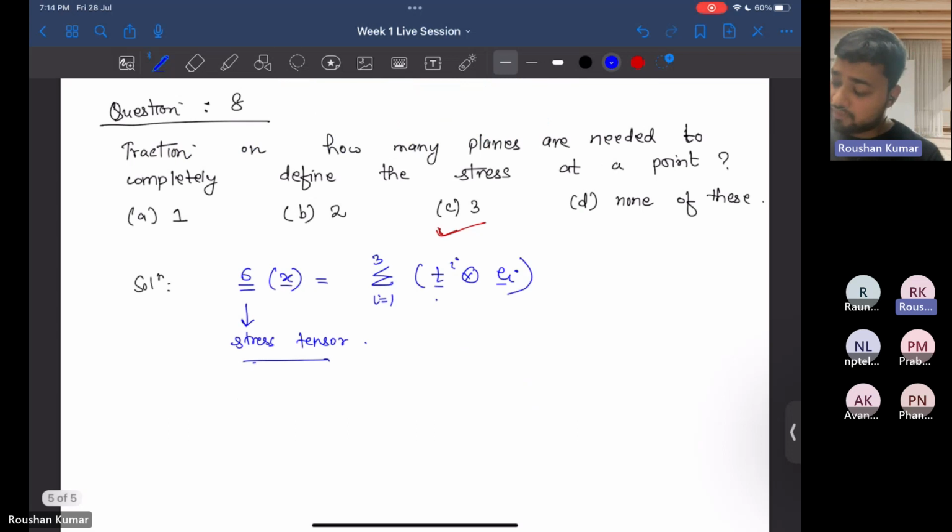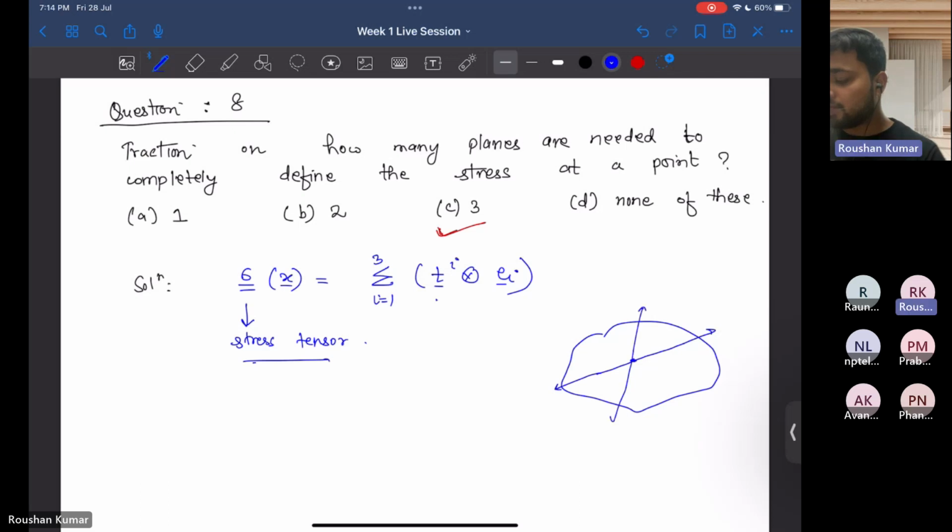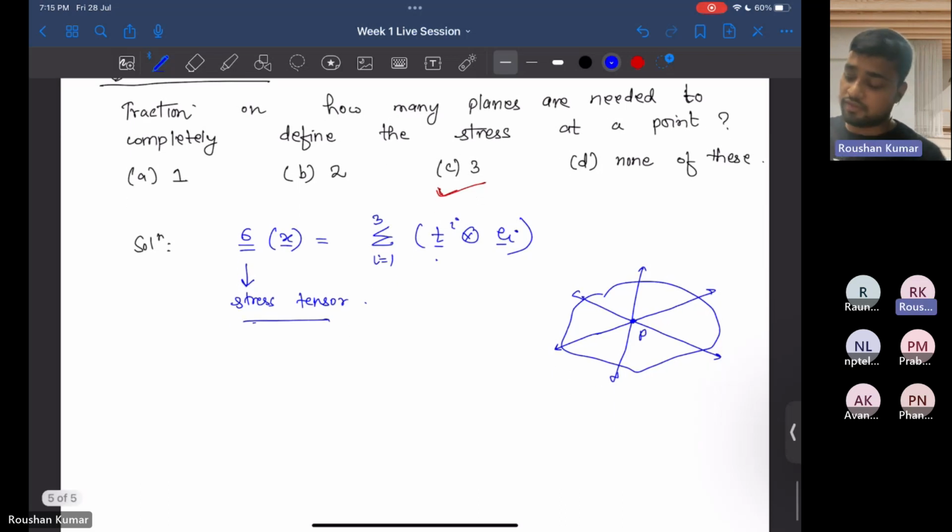And you already know that suppose there is a body and there is a point. At this point, how many planes are possible? We have an infinite number of planes at a point. And if we know the traction at three different planes, we can define the stress at that point. So there are infinite planes at a point, and we need to know the traction on three different planes to find the stress tensor at that point. So this is the answer, that is 3. We need traction on at least 3 planes to completely define the stress at a point.